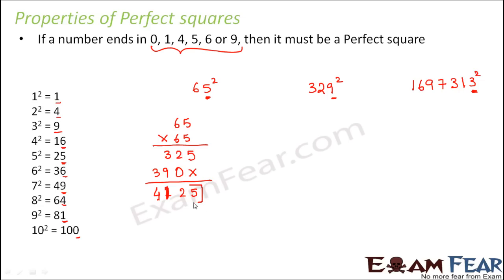Now when you look at the result, what do you see? You have 5 at the units place. So why do you have 5 at the units place?